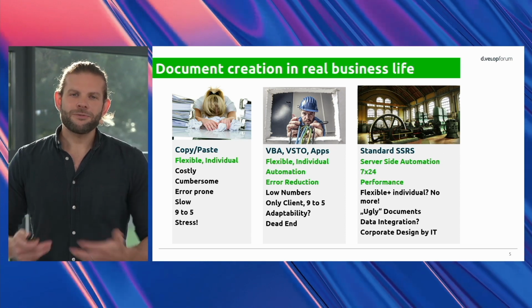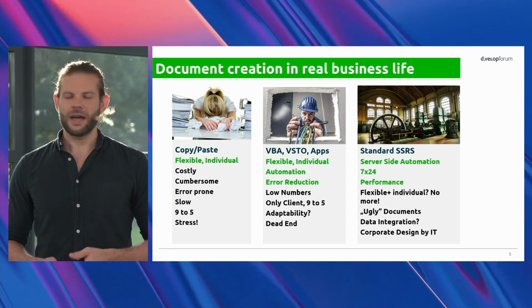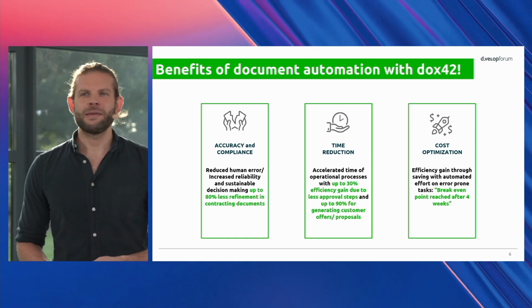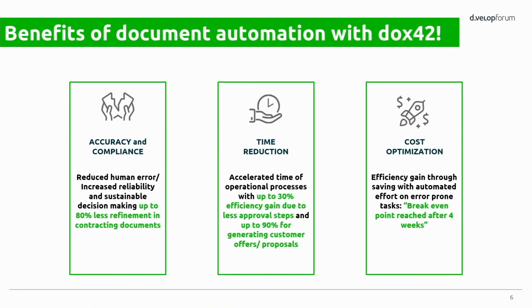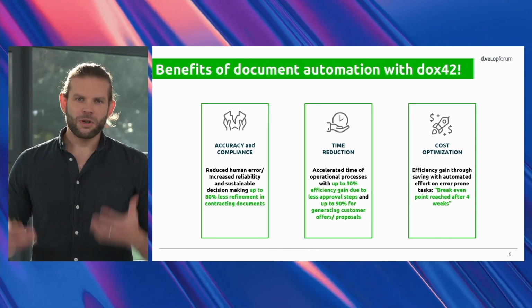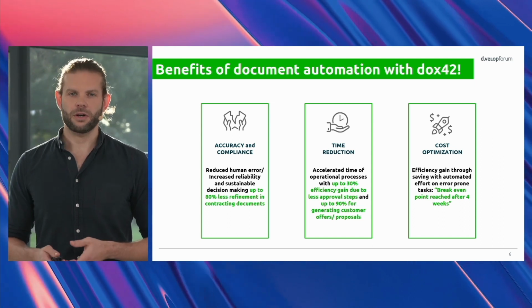And now we will shift to the 3 key benefits of automation of documents with Dox42. So I selected 3 key benefits. First one is accuracy and compliance. Of course, if you automate your documents, there are no errors anymore. So you can really rely on the quality of the documents. And you don't need any time to refine the documents because the documents are correct. There are no errors anymore in the document.